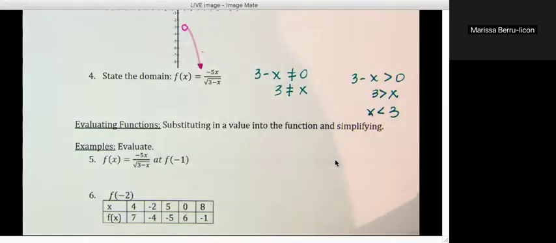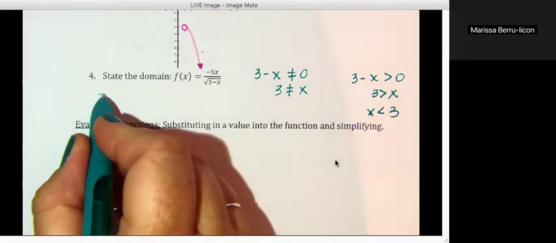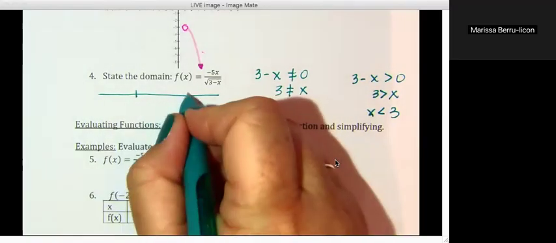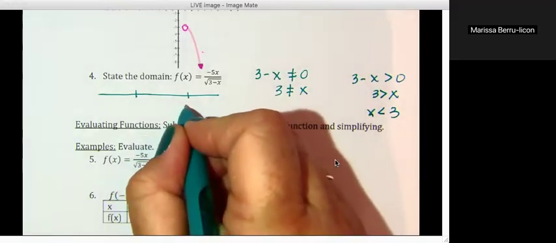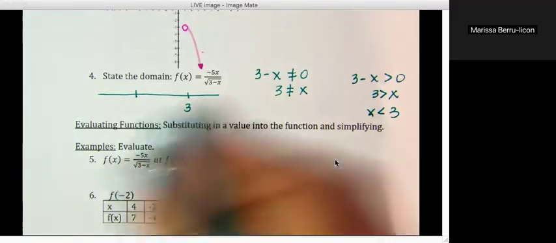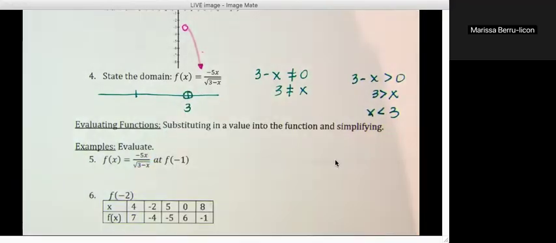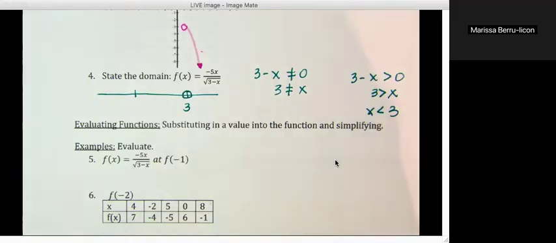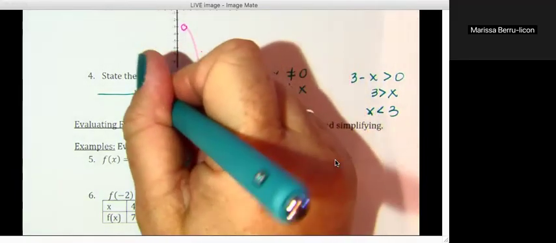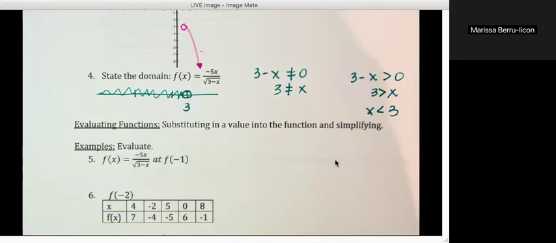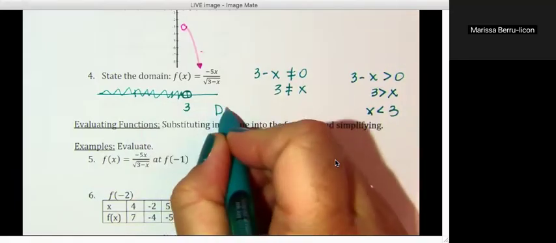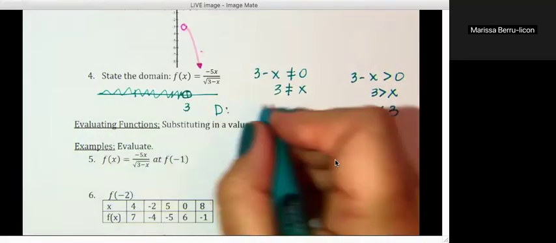Now, the instructions here do not tell you to draw a number line, but it's a really helpful tool to visualize what you're looking at. If I plot some values here, I can put 3 here. We know that x cannot equal 3, so I'm going to put an open dot here. And then we want the x values that are less than 3, so that's everything going this direction. If I want to state my domain, having this visual is really helpful. We're going from negative infinity all the way to 3.